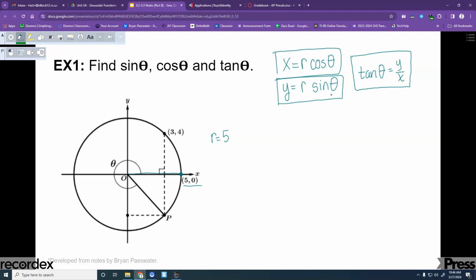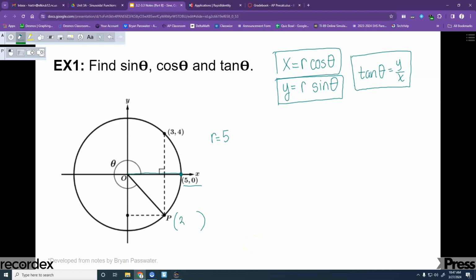So for this point, 3, 4, oh wait, actually I did this wrong when I did my notes. Is this the angle that we're looking at? It is not. Okay, I need to go back and fix my key over here, but good thing I caught myself before we did this whole problem. Angle theta actually ends all the way over here in this quadrant, right? So before we can answer these questions, we need to find the coordinates of P. What would the coordinates of P be?